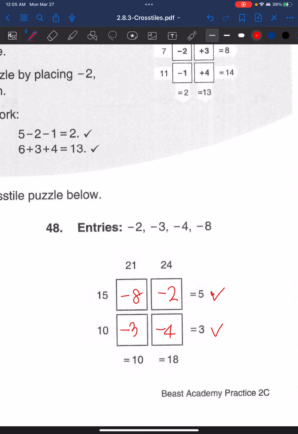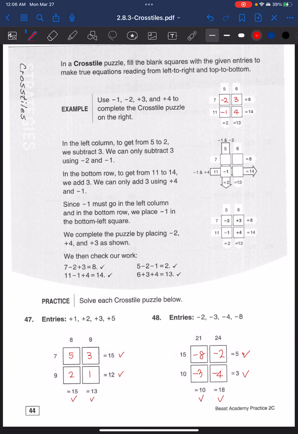Now let's look at the vertical columns. Negative 8 plus negative 3 is negative 11, and 21 minus 11 gives us 10, so this column works. Negative 2 plus negative 4 is negative 6, and 24 minus 6 gives us 18. Again, we know that all of these columns and rows work, so we have solved the crosstile puzzle successfully.